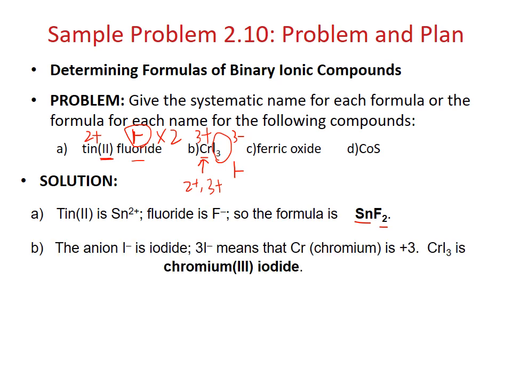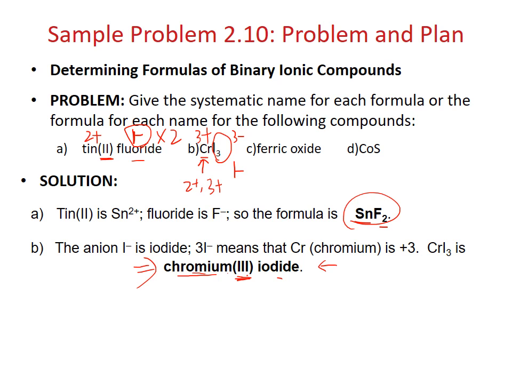When you name a compound with a variable charged ion, you must specify using Roman number. Okay, so here you should use 3. Okay, chromium 3 iodide. So you use Roman number in the name to specify the charge, not formula. In formula, you don't need to use Roman number. It is in the name to specify the variable charge.